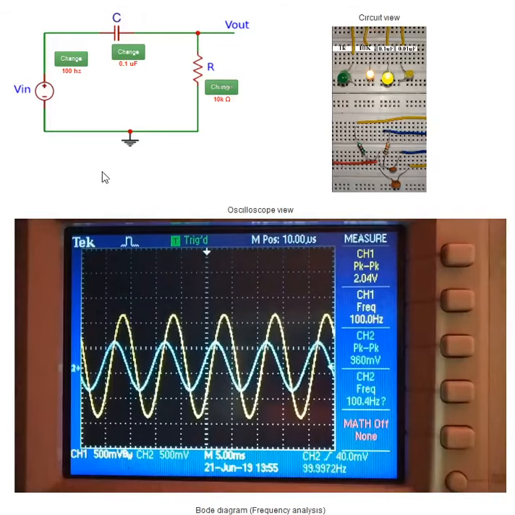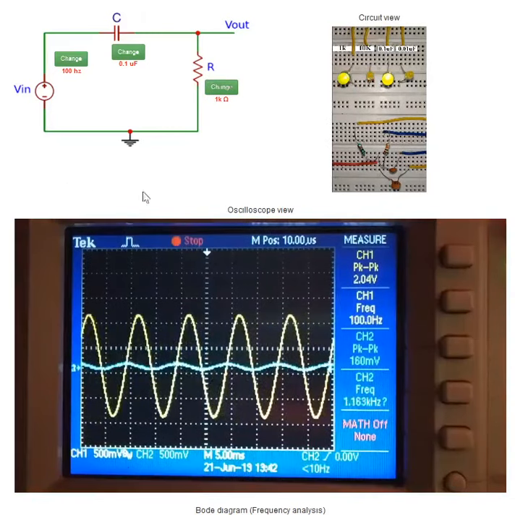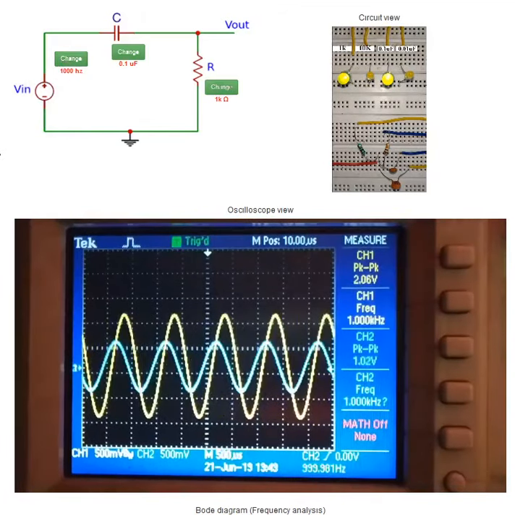Now have a look at the changes in the high-pass filter response as the value of the capacitor is modified, by keeping the resistor value constant at 1 kΩ. Input sine wave of 2 volt peak-to-peak amplitude and frequency at 1 kHz. With capacitor value equal to 0.1 microfarad, the cutoff frequency of the high-pass filter is 1.59 kHz.